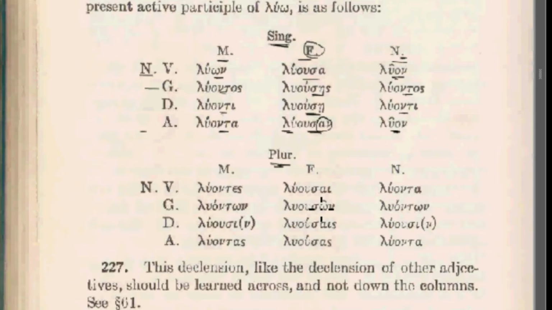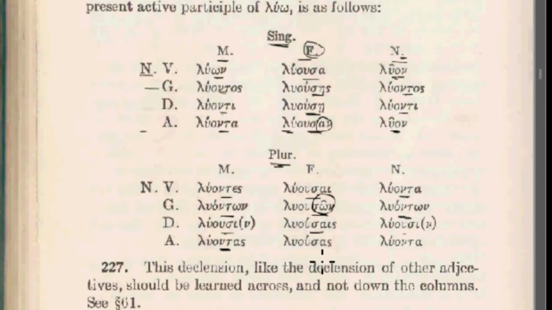When we get to the plural side, we've got luantes, luanton, luusi, luantas. Again, these are endings that we already learned in connection with the third declension. And similarly here, we find these standard third declension endings. When we come to the feminine, again, these are first declensions. So luusai, luuson. Remember, according to Rule 51, we're going to have the circumflex on the ultima in the genitive plural of the first declension.